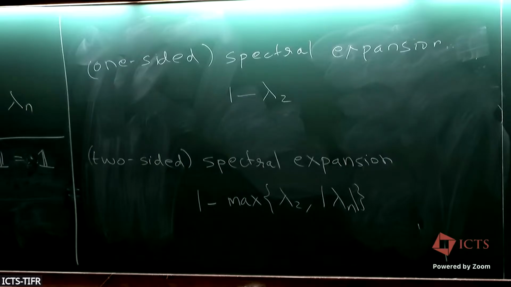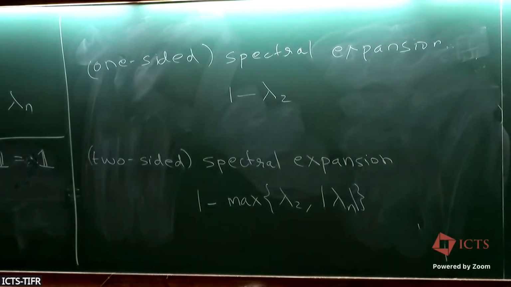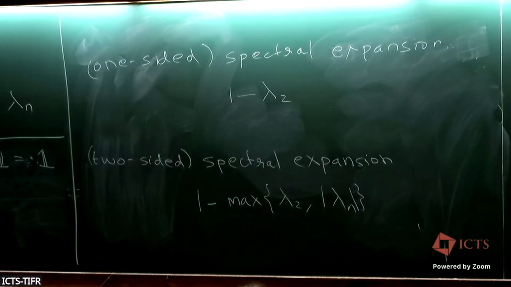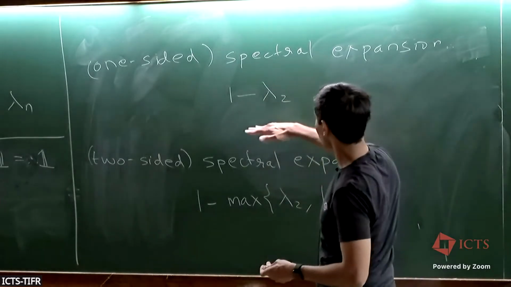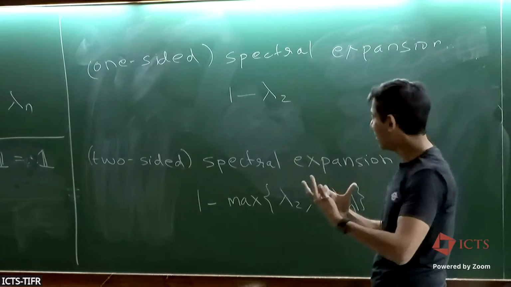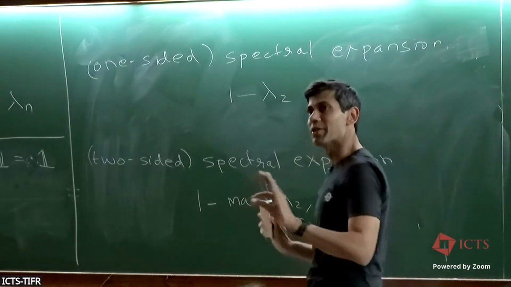And again, it's a good exercise to check that if lambda 2 is equal to 1, then your graph is disconnected. If lambda n is equal to -1, then your graph is bipartite. And this again captures some sort of robust versions of these statements. This graph is kind of robustly connected, and somewhat robustly far from bipartite. Any questions?